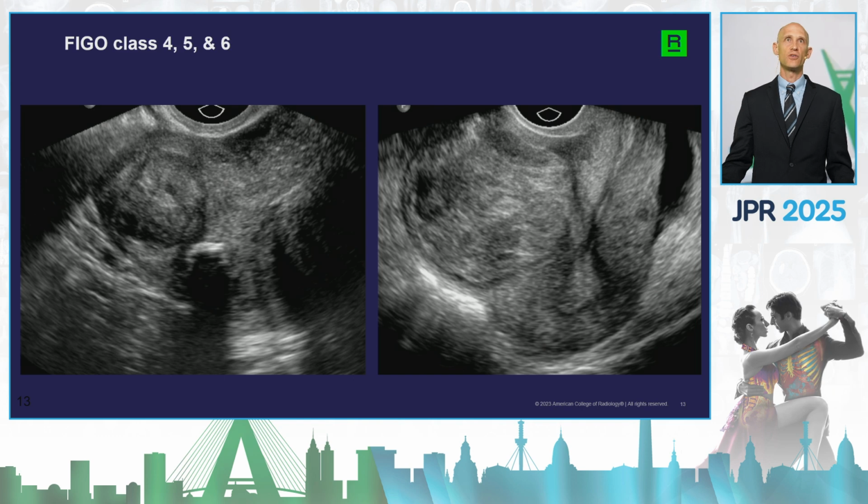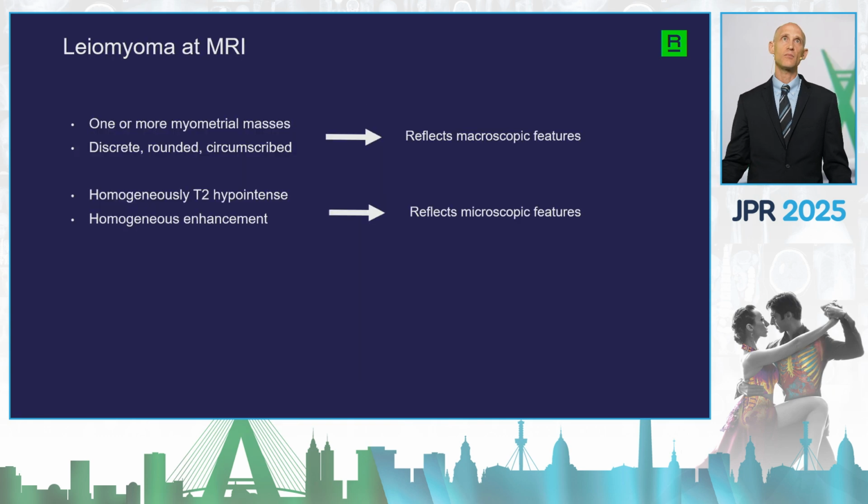So here are some ultrasound examples of leiomyomas. We see here a calcified fibroid, which is intramural in location. This would be a FIGO class 4. We have a submucosal fibroid that pushes out, deforms the uterine contour, but by less than 50%. That would be a FIGO class 5. And here we have a subserosal fibroid which has greater than 50% extending beyond the expected contour of the uterus, so that would be a FIGO 6.